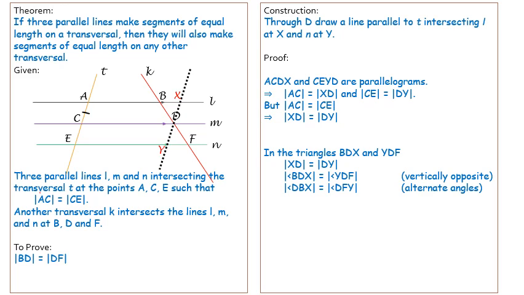So that angle there, DBX, is equal to angle DFY. Why is that? They're alternate angles. You know your Z angles. We have parallel lines, a transversal, and alternating angles. So we've got angle, side, angle, which we've used to prove that the triangles are congruent. If the triangles are congruent, that means that we've got three equal sides, which means that side BD must be equal to the side DF, and that's what we were trying to prove in the first place.